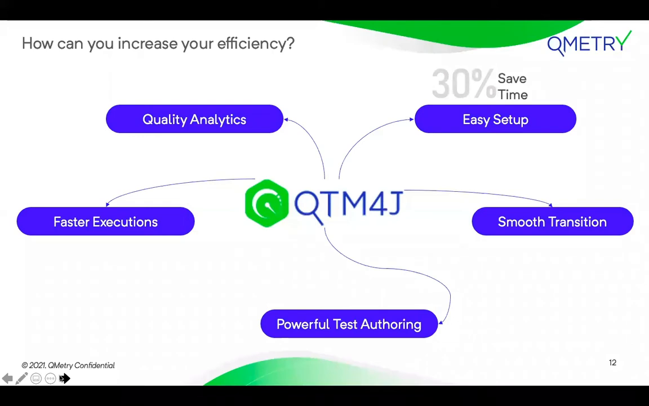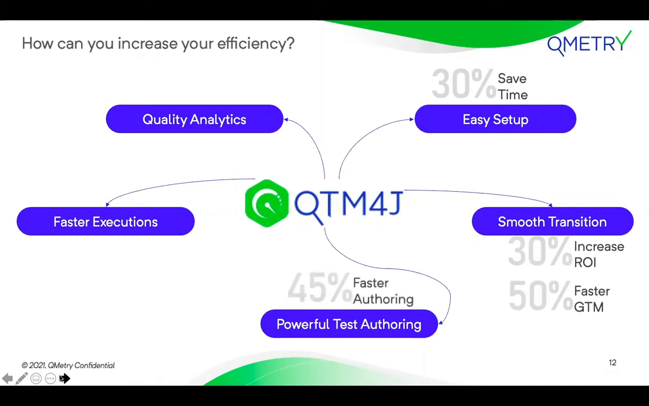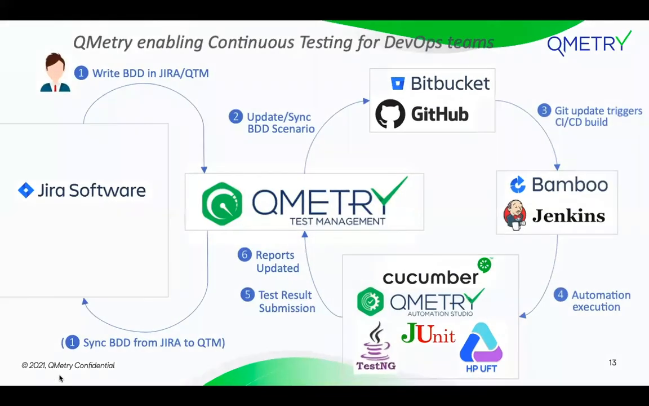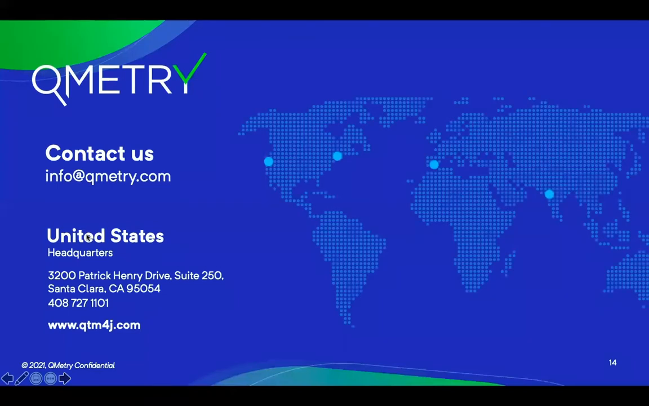If you look at the statistics with QMetry for Jira, 30% saving on the overall setup time, 30% increase in ROI with 50% faster GTM versus what you might already be doing with the current toolset or Excels of the world. 45% faster test authoring, backed by 20% faster capturing of executions, and 35% increase in product visibility through collaboration, and a cumulative result of the other aspects. So that's the end of the presentation.